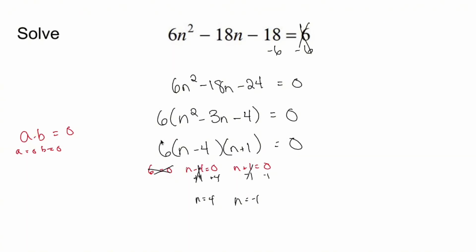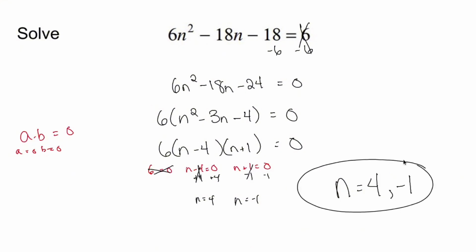Since there was no n attached to that 6, there's nothing that's going to happen with that 6. It's just there. That's why we crossed it out. This n minus 4 gives me its opposite, which is 4, and n plus 1 gives me its opposite, which is n equals negative 1. And so we have two answers, 4 and negative 1.